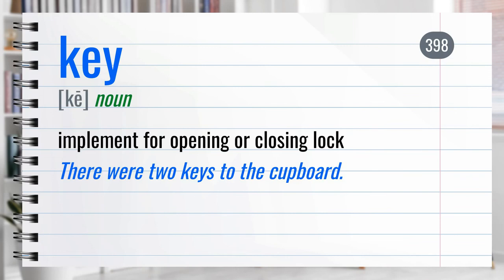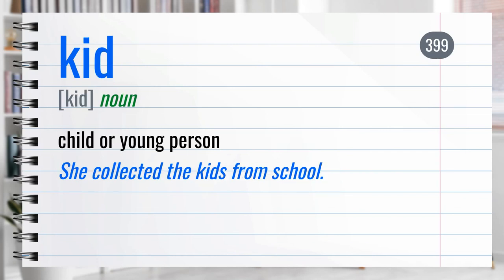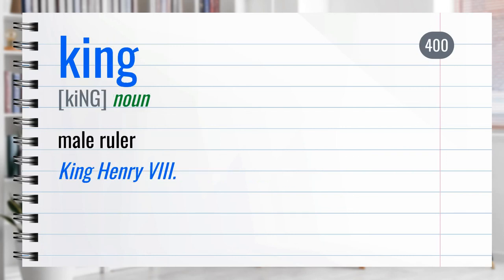Key. Key means implement for opening or closing lock. For example, there were two keys to the cupboard. Kid. Kid means child or young person. For example, she collected the kids from school. King. King means male ruler. For example, King Henry VIII.